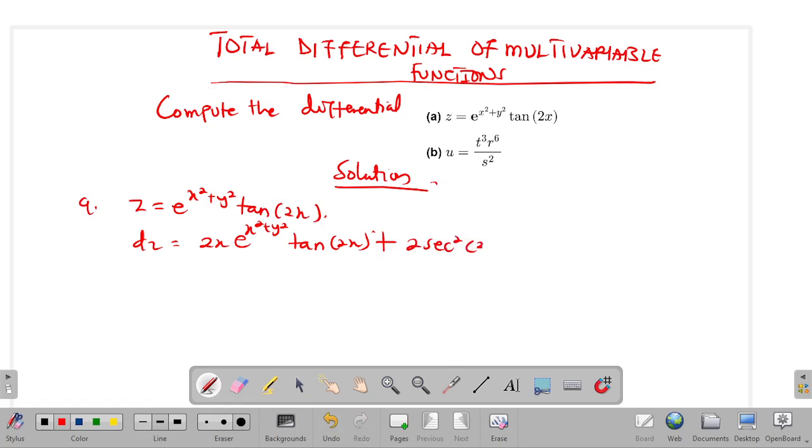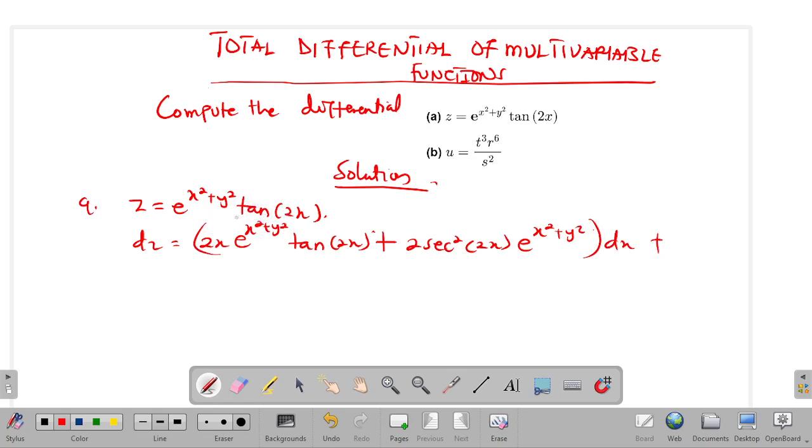So you should have these basic trig differentials in your mind, that the derivative of tan is sec squared. So 2 sec squared 2x, right? Then the exponential part will come because you will not touch that. That's the product rule. So all this is for the dx. So you introduce your dx here, plus.